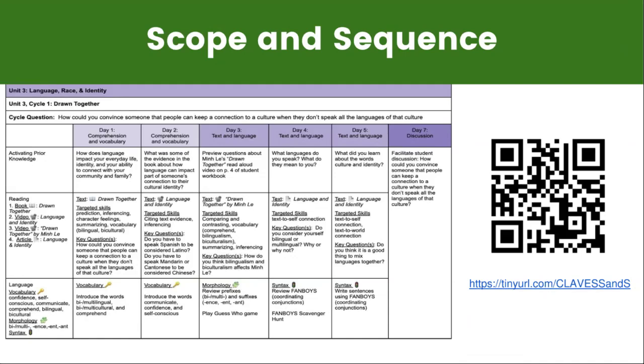And then lastly, we present to you the scope and sequence. Here's a QR code as well as a tiny URL link where you can access the scope and sequence to plan further, add days, take away days, whatever you see fit. But again, this is Unit 3, Cycle 0 through 3.